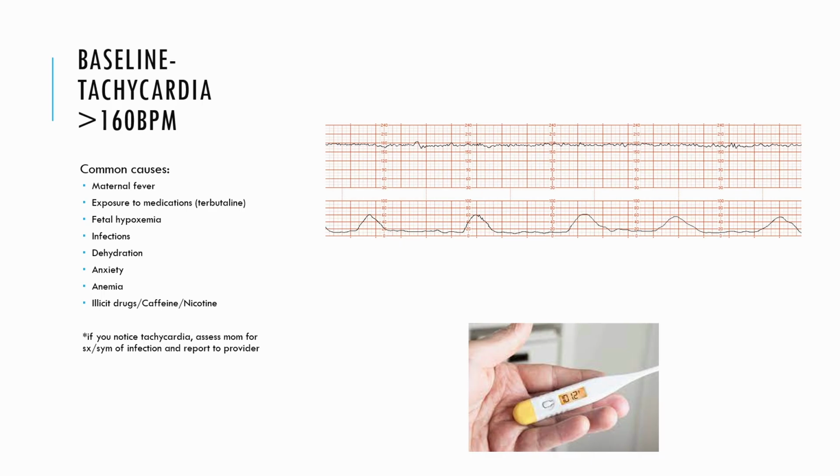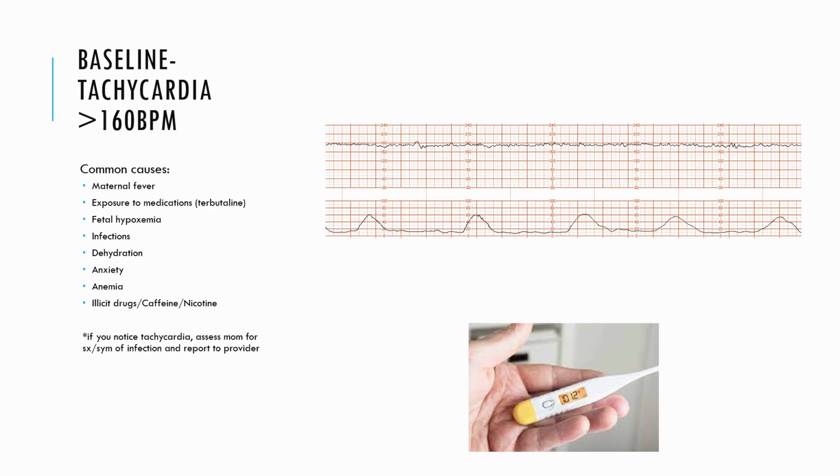So if our baseline goes above the normal 160, and so we're greater than that, we now have tachycardia. Some common causes of fetal tachycardia would be fever in the mom, exposure to medications like terbutaline, one of the medications that we give, one of our tocolytics to stop contractions. Well, now it can increase the fetal heart rate. Fetal hypoxemia, so a baby that's not getting enough oxygen can cause its heart rate to go up. Infections, dehydration, anxiety, anemia, and illicit drugs.